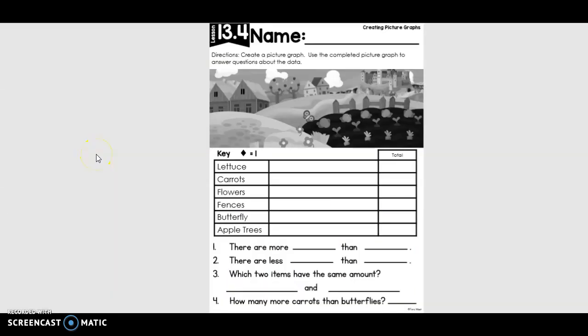Here is the worksheet you're going to do today, lesson 13.4. You are going to create your picture graph just like I did earlier. How many lettuce are there? So here's a diamond. The diamond's a little bit tricky to draw. If you choose to draw a circle, that's probably a little bit easier. Go ahead and do that. Lettuce, carrots, flowers, fences, butterflies, and apple trees. And then you have to answer these questions down here. There will be a video with these questions for you to listen to if you have trouble.